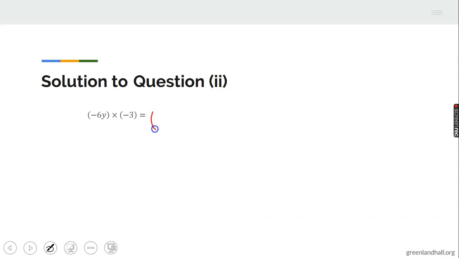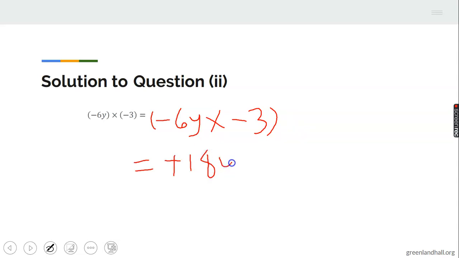So you have minus 6y multiplied by minus 3. Are you seeing it? Now, minus times minus, that is the first thing you do. We give you what? Plus. Then 6 times 3, we give you what? 18. Then you put your y. You see, plus 18y. Do you understand what I just did now? Okay, let's go.